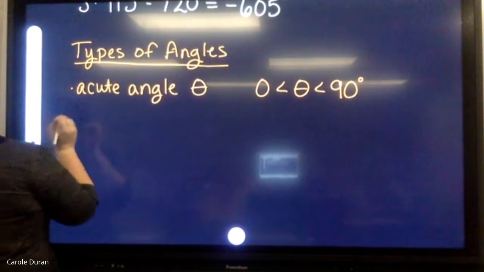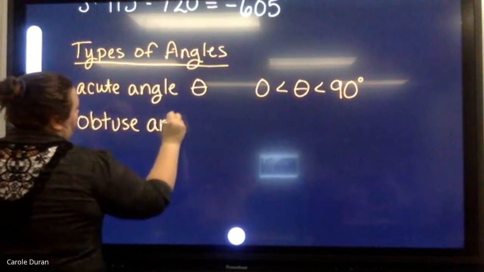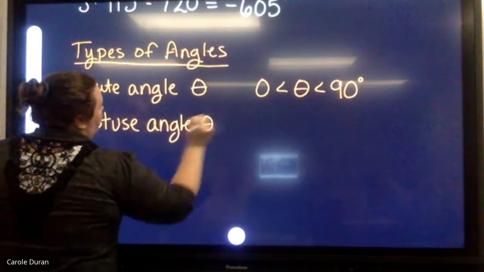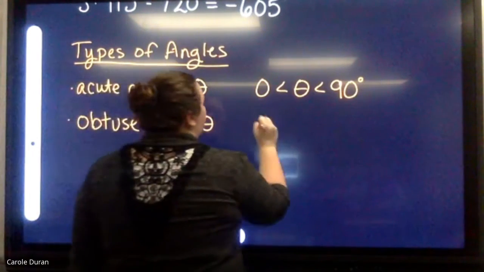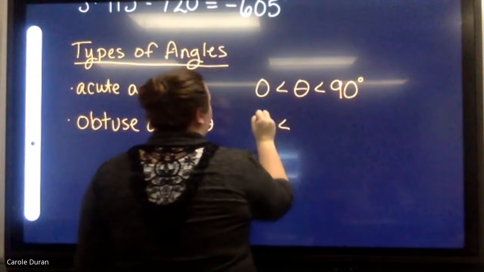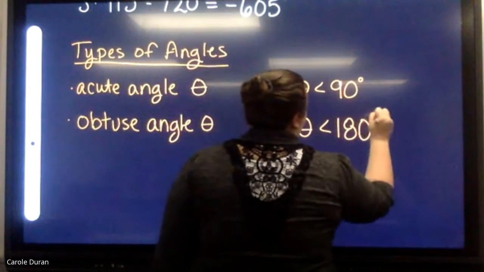We can also have an obtuse angle. What would be an obtuse angle here? Greater than 90, but less than 180. So an obtuse angle is any angle between 90 and 180.